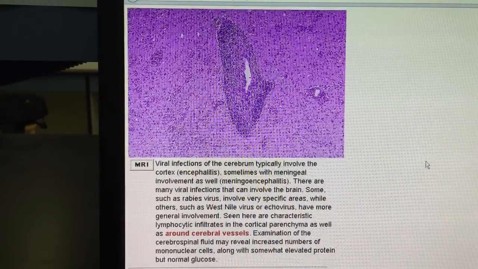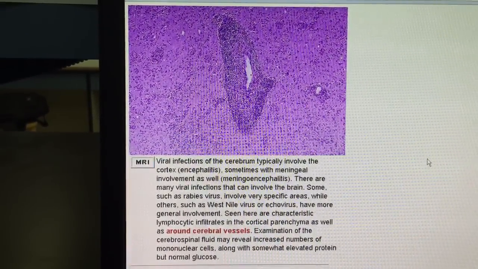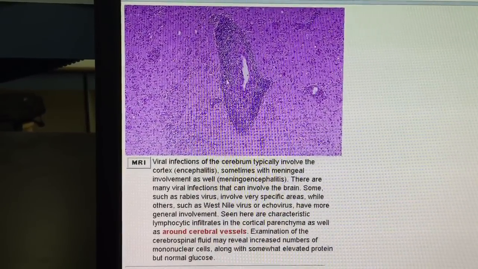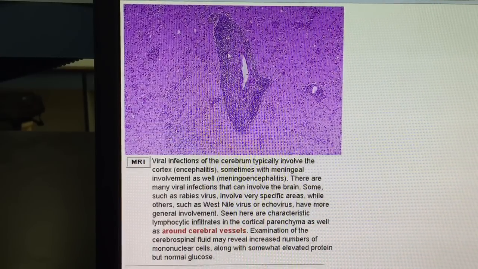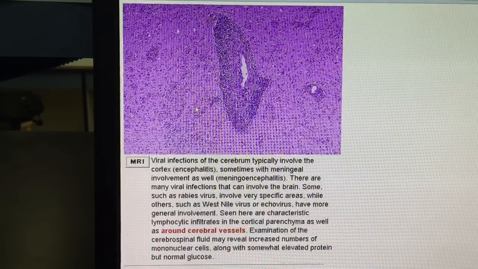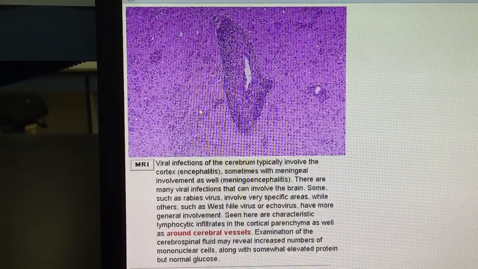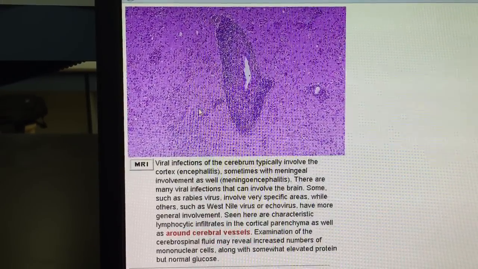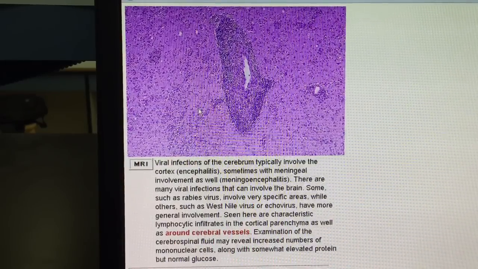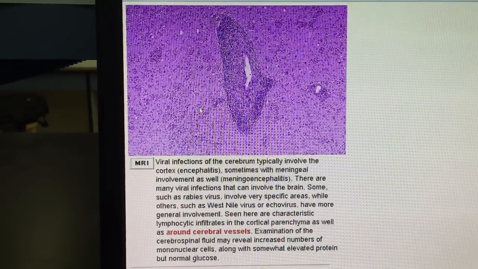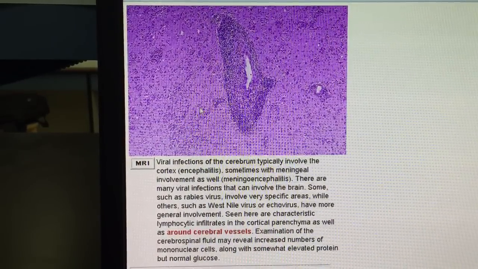This is a viral infection. Why do we say it's viral? Because these are all mononuclear cells around the blood vessels. So we suspect that this is viral. If it includes the cortex, it will be called encephalitis. If it includes the meninges also, it will be called meningoencephalitis. The most common virus that can cause this is rabies.